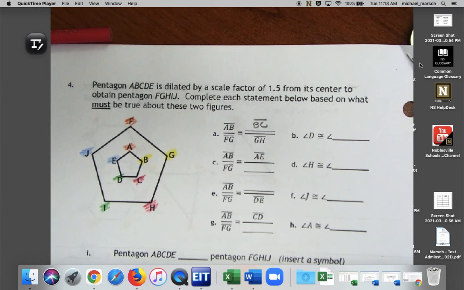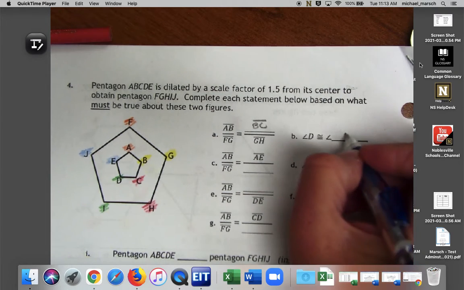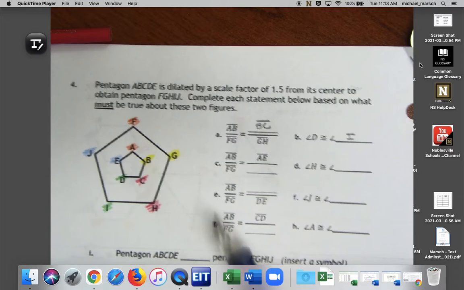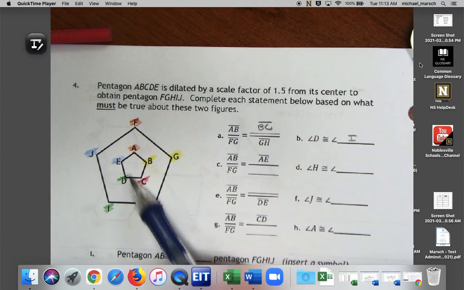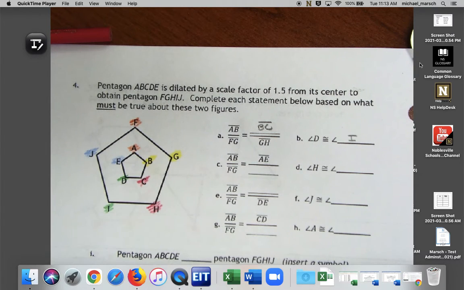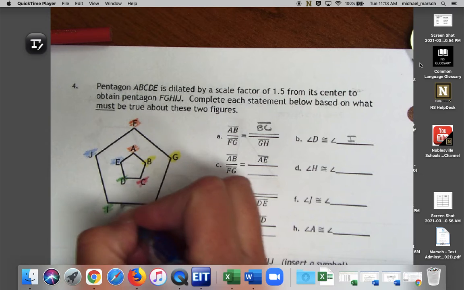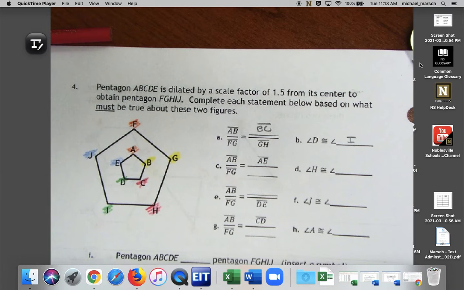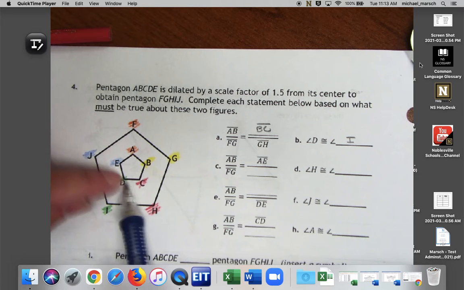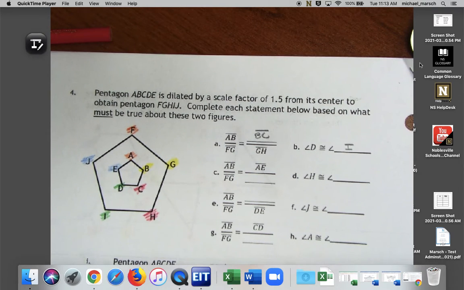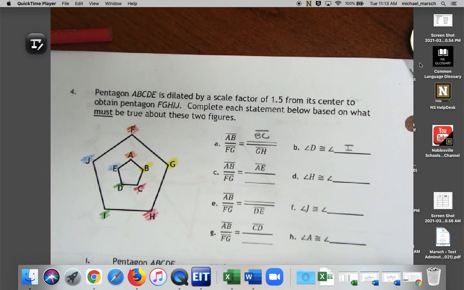How about angle D? What is that going to be congruent to? When you change the size of things, it doesn't change the angle measures. Just because it's shrunk down, this location here is still the same angle measure as this one. It doesn't change the angle measure. It just changes the length of the sides that attach to make that angle. So that's why we can still use congruent here.